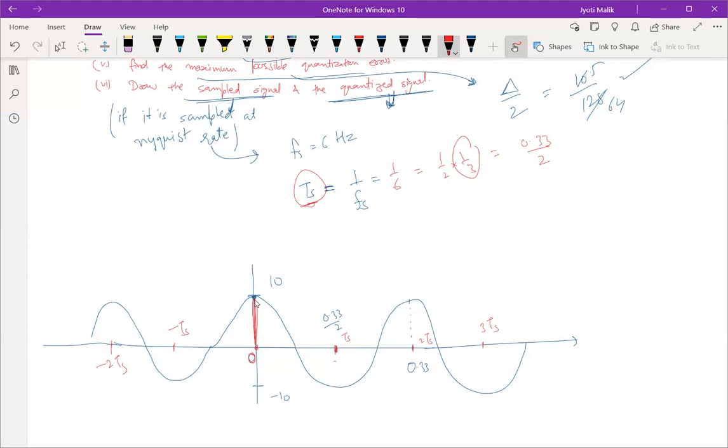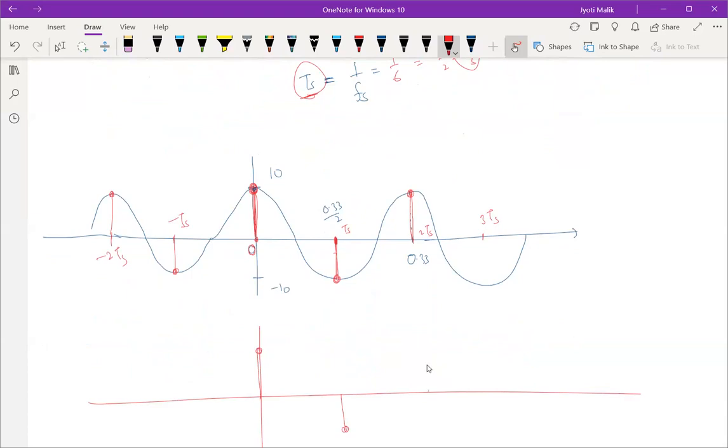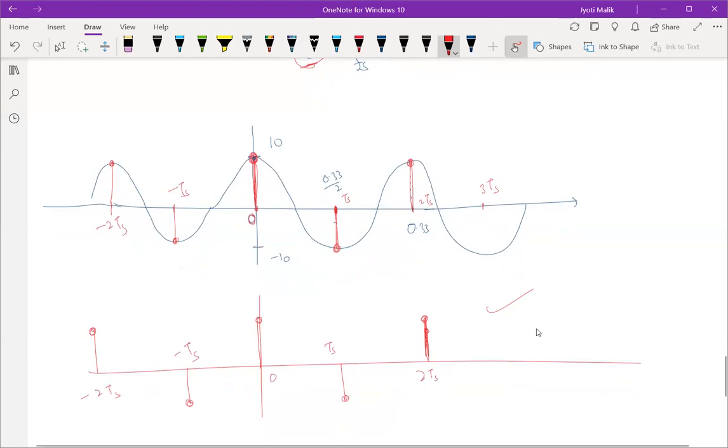So the first sample will be this, the second sample here, the third here, the fourth here, the fifth here. Now just take the red ones. They are equal in magnitude, so you can see this is also equal in magnitude. So 0 at Ts, at 2 Ts, and so on. It will look something like this if it is sampled at Nyquist rate.